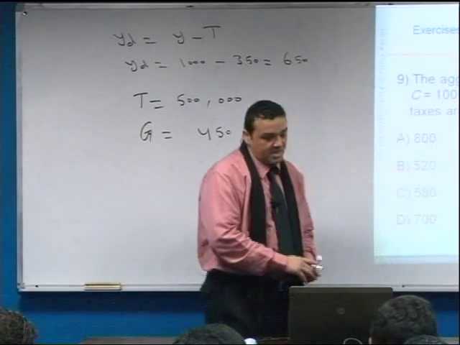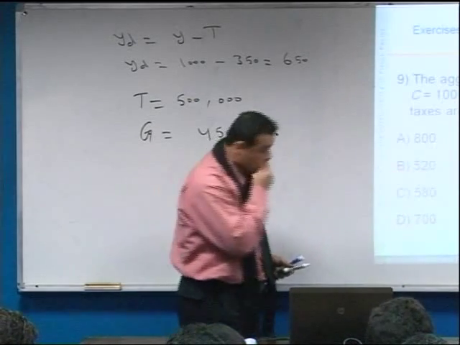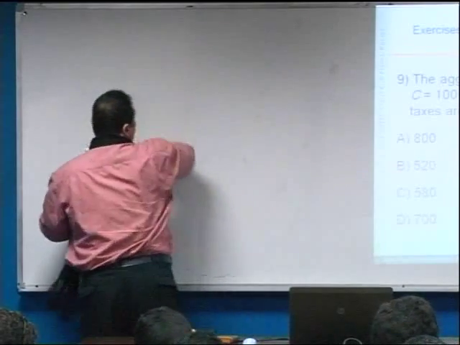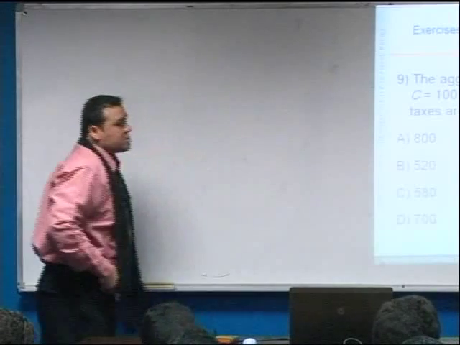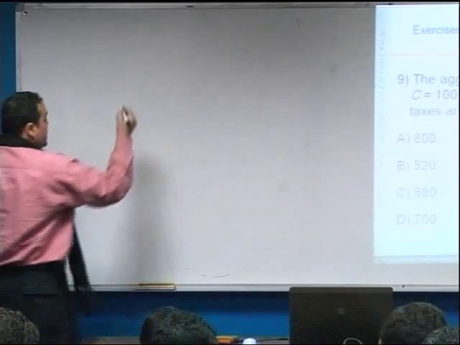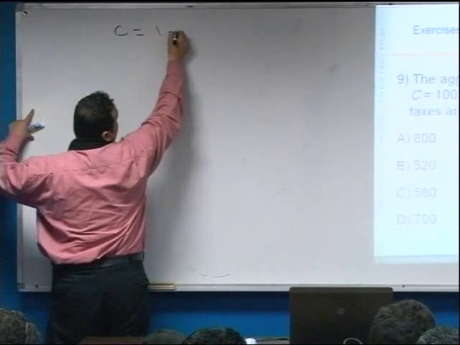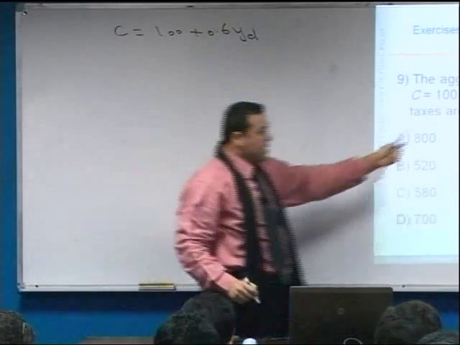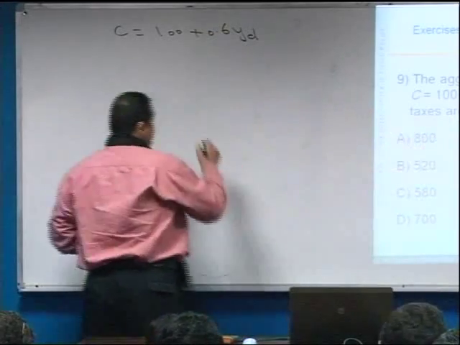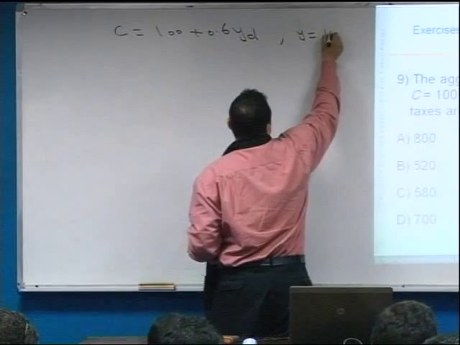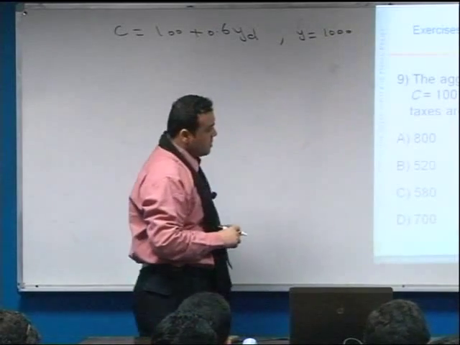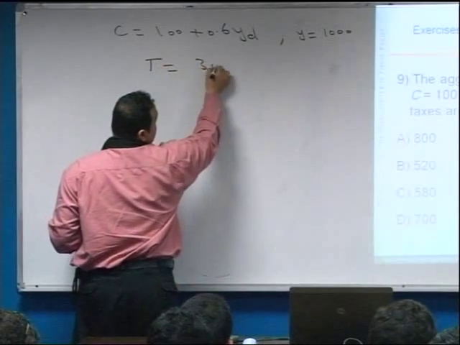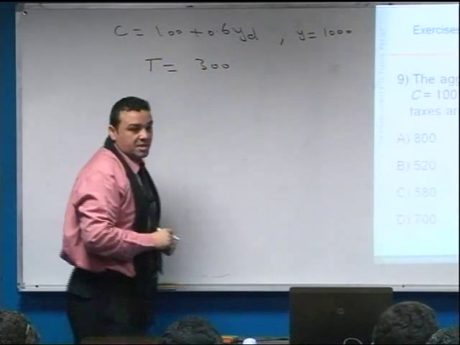Okay, let's go to this example or exercise. As you see, the aggregate consumption function is C equals 100 plus 0.6 YD. The income Y equals $1,000, and the net taxes T equals $300. The consumption equals how much?